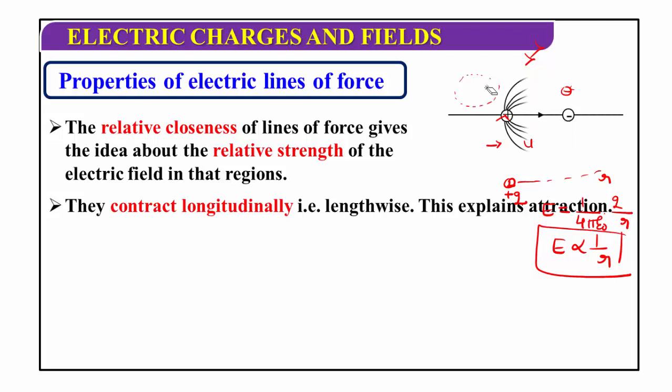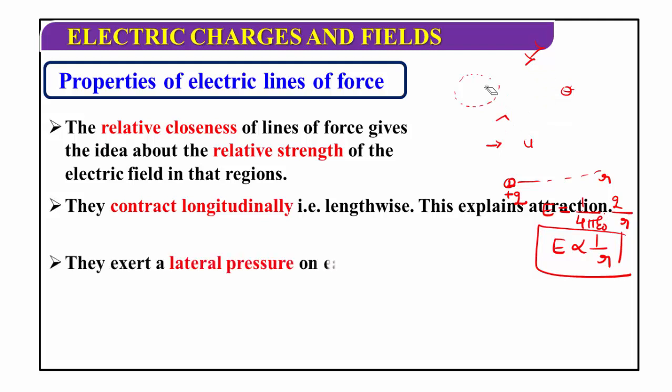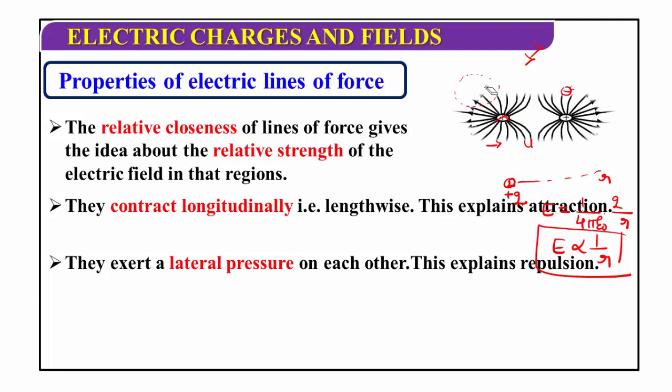Observe how the lines contract: they always contract longitudinally. Therefore, they exert a lateral pressure on each other. It explains the repulsion. Suppose there are two point charges. Consider the electric field lines due to the same kind of charges, a pair of like charges. In this case, observe this diagram carefully.